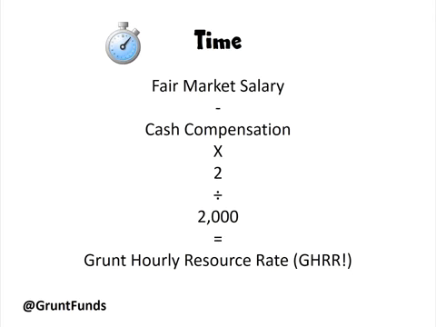So I multiply by 2, which is my non-cash multiplier, and I divide by 2,000, which is the number of hours in a year. That gives us our grunt hourly resource rate, or GRR, which is the sound you make when you're working hard in your startup company.